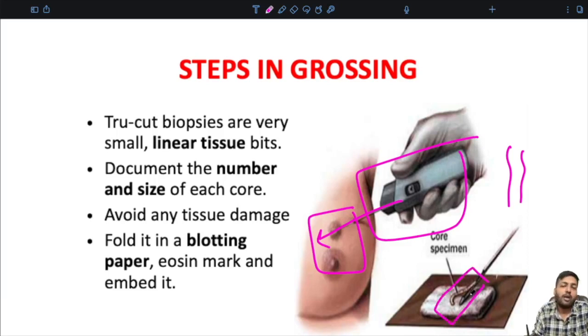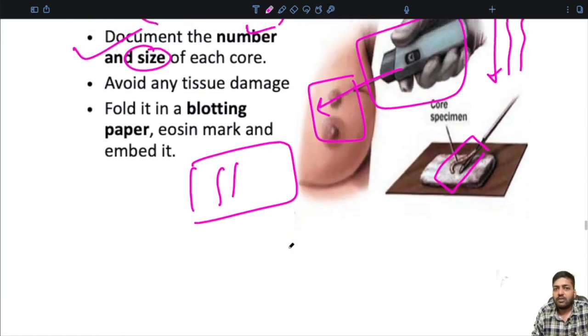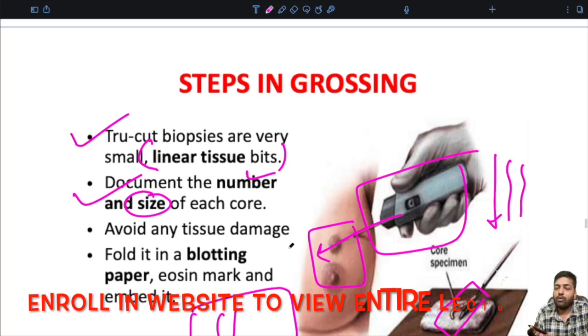This is the TRUCUT biopsy. In any organ it will look the same. TRUCUT biopsies are very small linear bits of tissue. You should document how many such cores there are, as well as the size, measuring the length, the maximum dimension. Then you should place them in the filter paper like this and blot it with eosin. So you should eosin mark and embed it completely, then fold and place it in the tissue cassette. This is how you do the grossing of the TRUCUT biopsies of the breast.